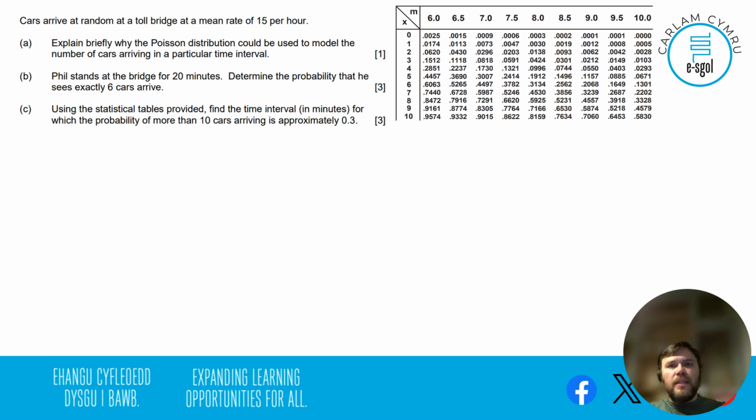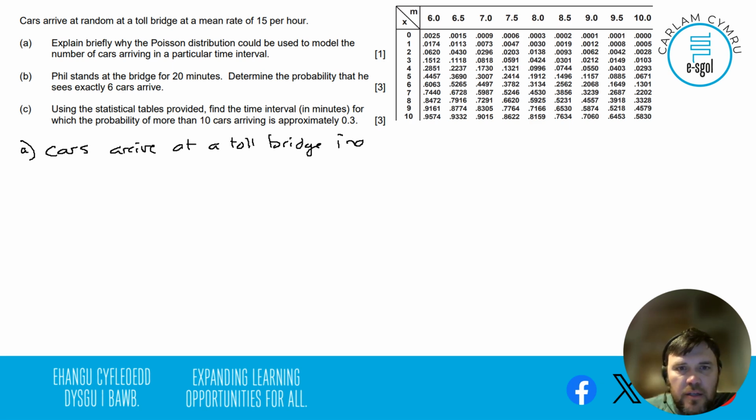Moving on, again, we need the tables for the next 2 calculations, so I've put them in. So cars arrive at random at a toll bridge at a mean rate of 15 per hour. Explain briefly why the Poisson distribution could be used to model the number of cars arriving in a particular time interval. Notice it's worth 1 mark, so A, it's giving you all the information here, it's random and it's got a mean rate, so I would put both of them in. Cars arrive at a toll bridge independently at a constant mean rate.